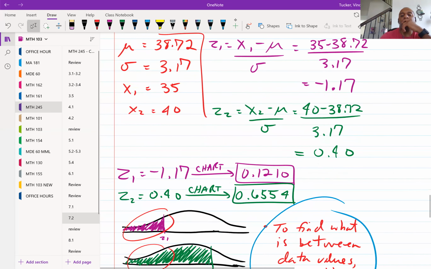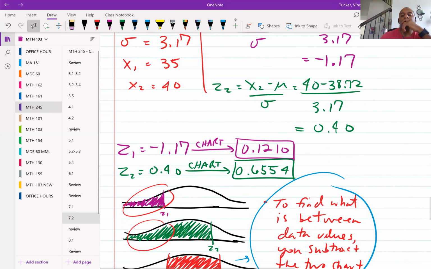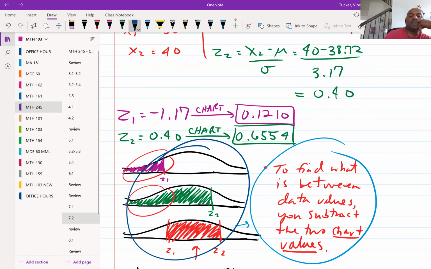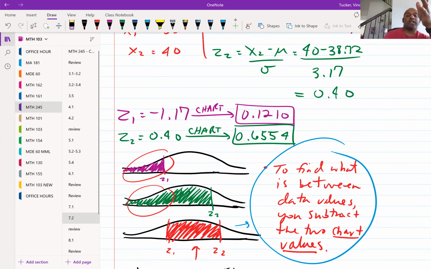Now scroll up. All right, so over here, just giving you a visual as to what's going on. We talk about z-score 1, that 0.1210 represents what's to the left of z-score 1. That 0.6554 represents what's to the left of z-score 2. So if I want to know what's between z-score 1 and z-score 2, I would have to subtract that piece, the purple from the green, and that'll give me what's in the red.